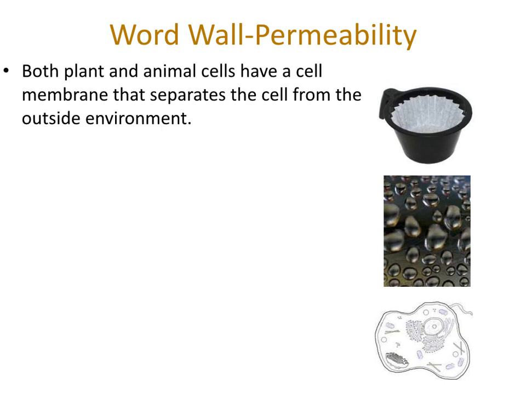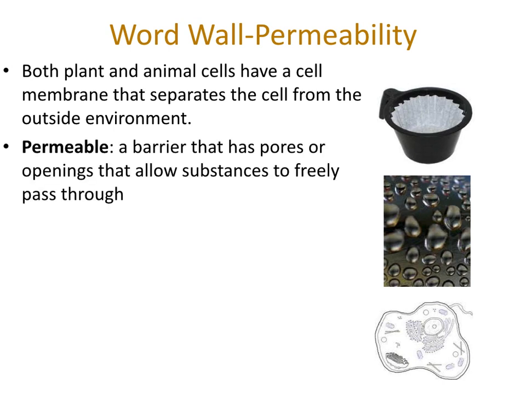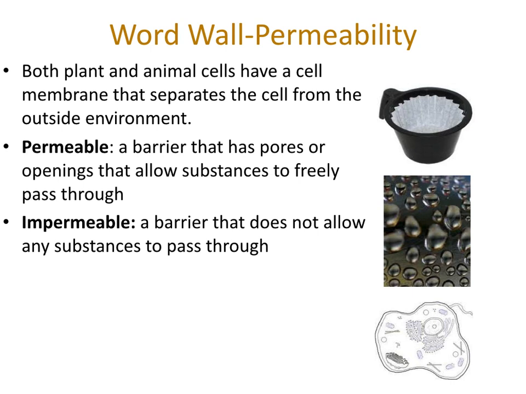Both plant and animal cells have a cell membrane that separates the cell from the outside environment. A barrier could be characterized as permeable, meaning it has pores and openings that allow substances to freely pass through, or it could be impermeable, meaning it's a barrier that does not allow any substances to pass through. Both of these types of barriers would not be appropriate for a cell's survival.